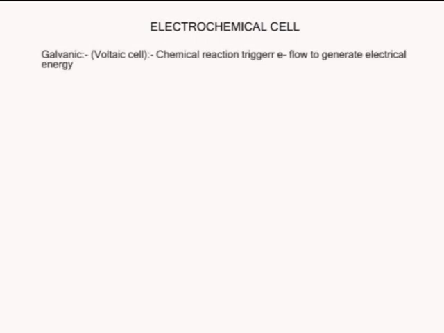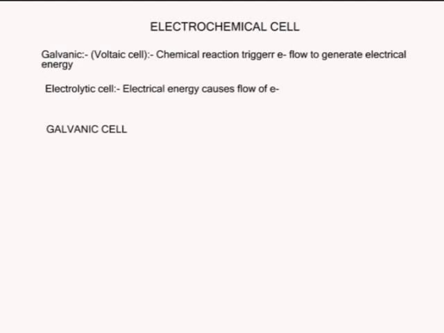Now, an electrochemical cell may either be a galvanic or electrolytic. In a galvanic cell, also called voltaic cell, chemical reactions trigger the flow of electrons to generate electrical energy. On the other hand, in an electrolytic cell, the system is connected to a source of current like a battery, which will trigger the electrons to flow. In other words, in electrolytic cells, the electrical energy triggers the flow of electrons and subsequently causes the chemical reactions to occur.